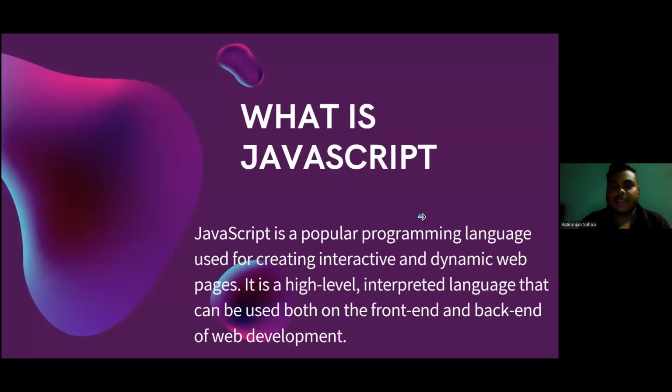What is JavaScript? JavaScript is a popular programming language. It is a dynamic programming language which is used in the front end as well as in the back end. It is a high level and interpreted language, which means it scans all the code lines one by one, just like other interpreters do.